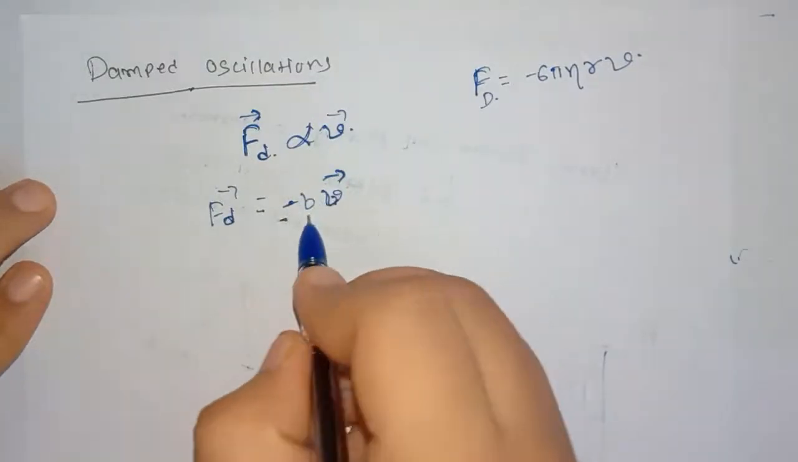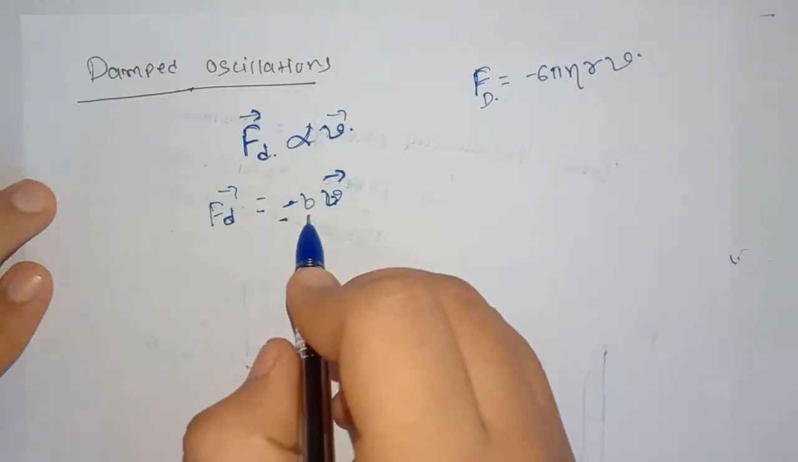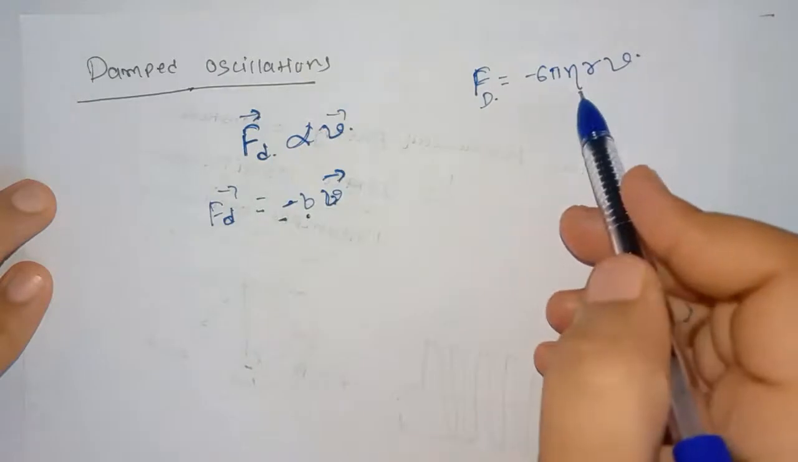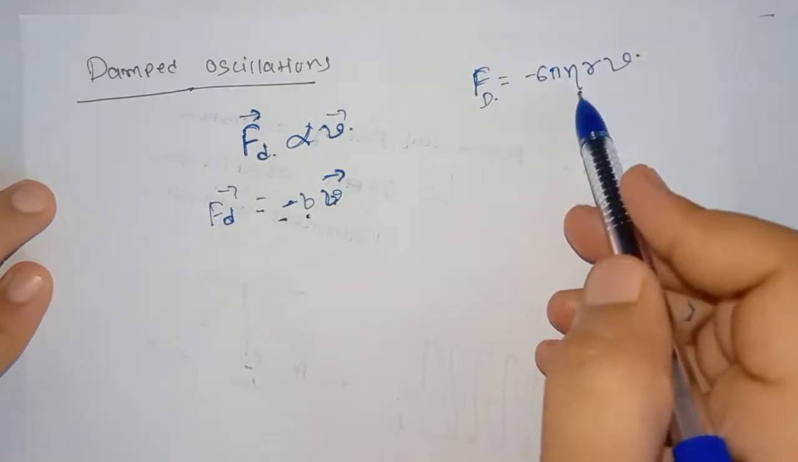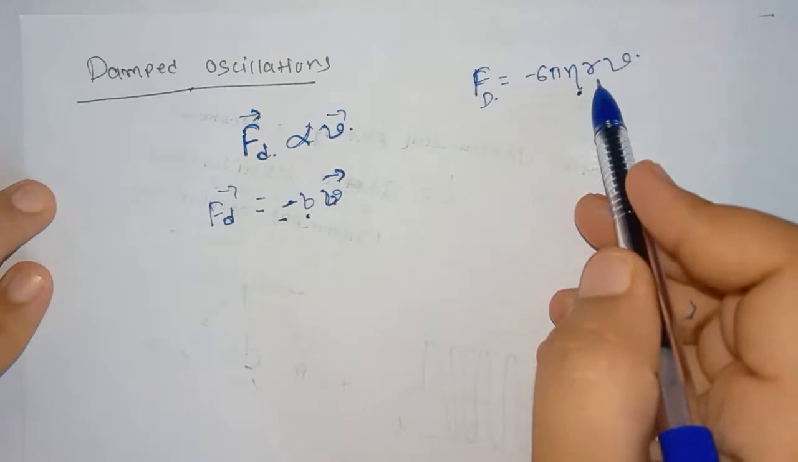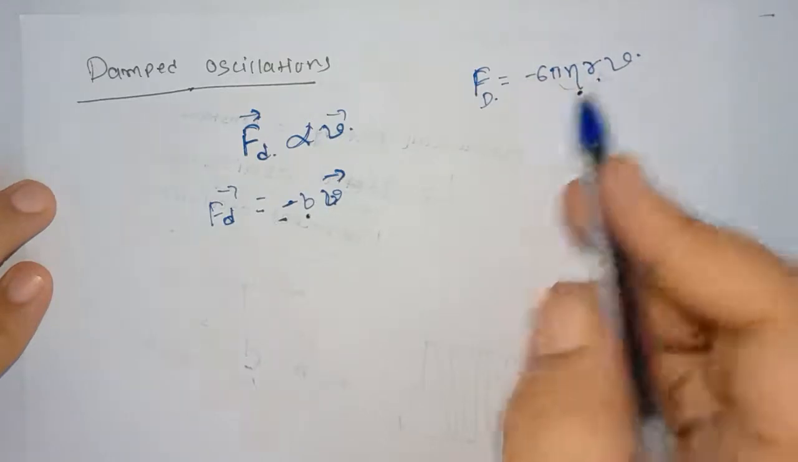This b is a positive constant and it depends on the characteristics of the medium. We can see it is dependent on viscosity and the size or the shape of the block, that is, the radius.